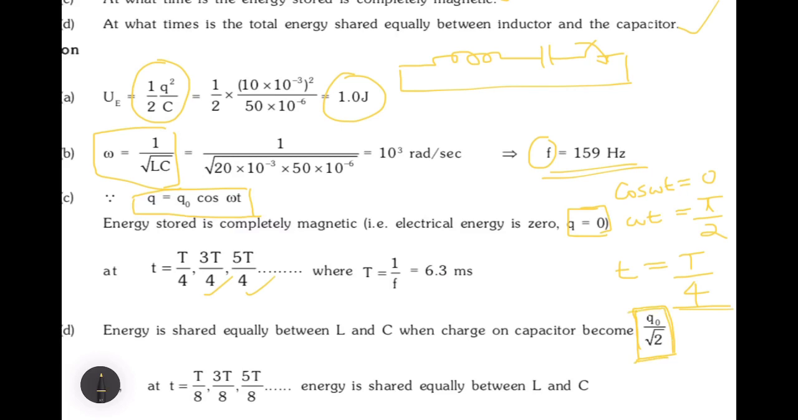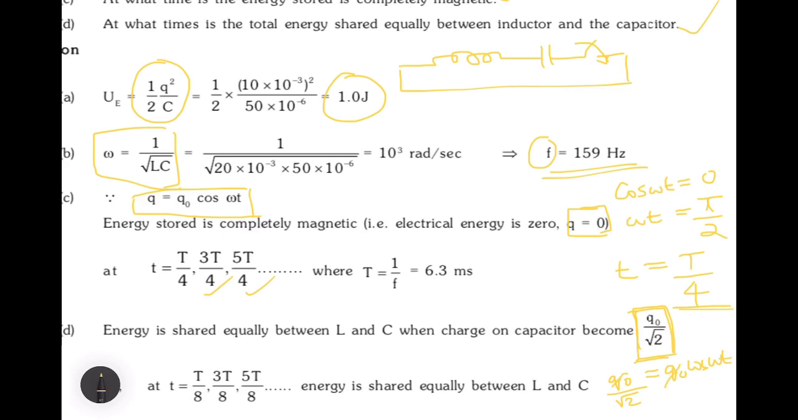So whenever the charge in the capacitor becomes Q0 by root 2, then the energy is shared equally. So at what time does that happen? You can simply calculate Q0 by root 2. You can substitute for Q, which is equal to Q0 cos omega t, and the same way we have done before, you can calculate the value of time period.